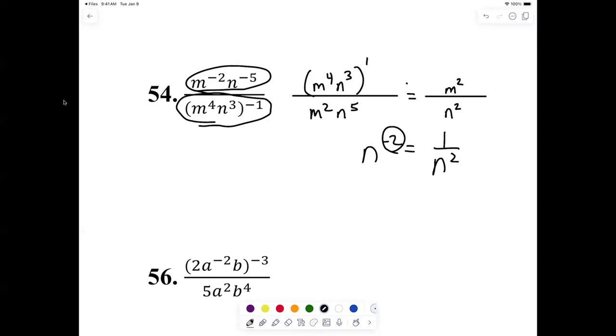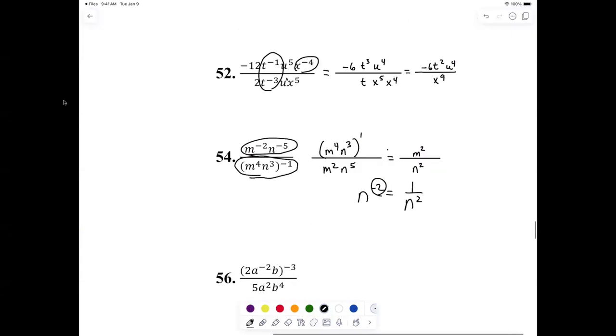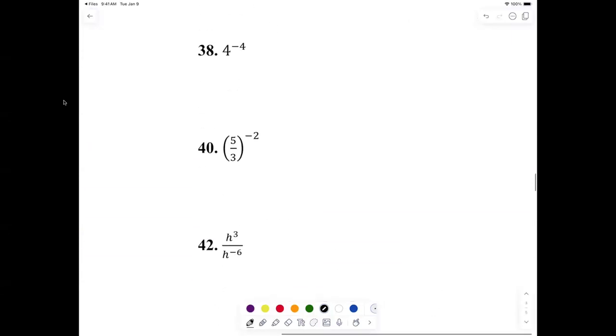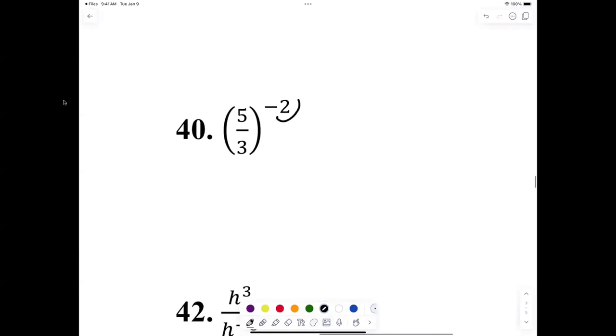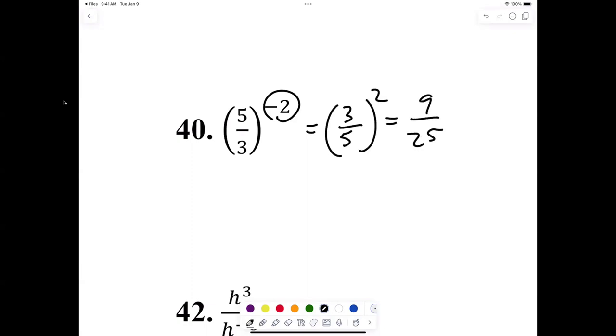All right, no. On this problem, 54. Does anybody have any other questions with 54? All right, Mr. Greep, what did you want? Number 40. Good for you. Let's look at 40. Now look, on 40, everything is to the negative 2. So everybody should have just put 3/5 squared, 9 over 25. Do you see that? Everything was to the negative 2. So we switched it, made it positive 2.